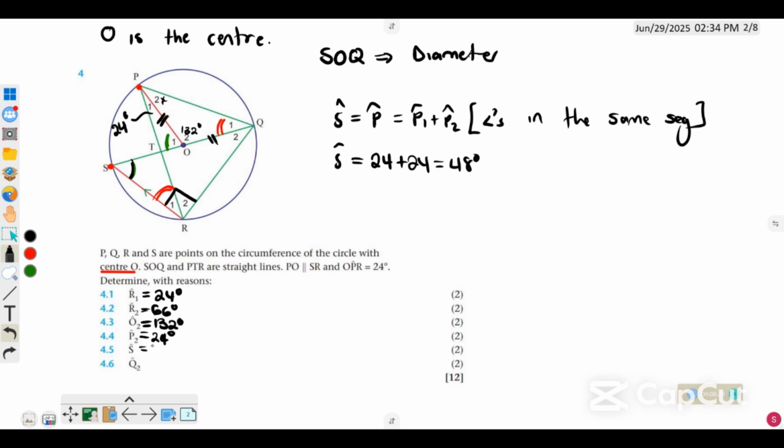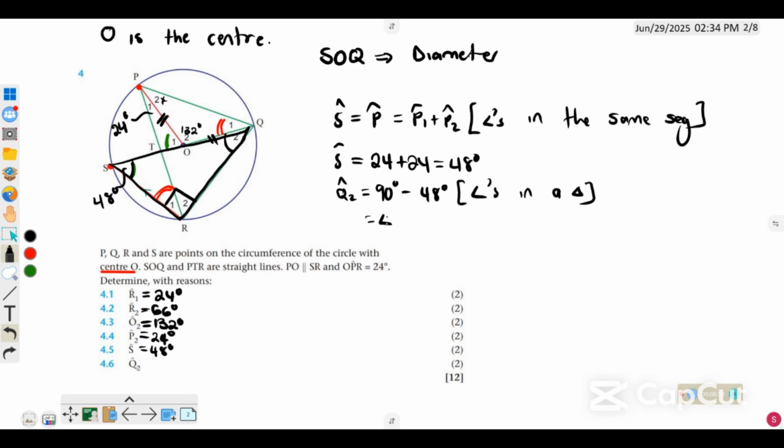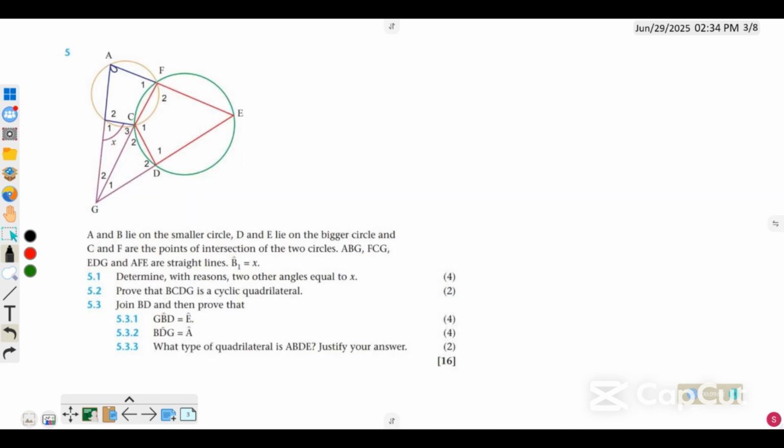Right, and then lastly we are asked to calculate Q2, but we already have the 48 right here, so Q2 should be easy. In fact, angle Q2 is equal to 90 degrees minus 48 degrees, and those are angles in a triangle, in this triangle right here, as you can see. So it's angles in a triangle, and then we get 90 minus 48, giving us 42 degrees. So that's how you apply this. Moving on, let's look at another problem.